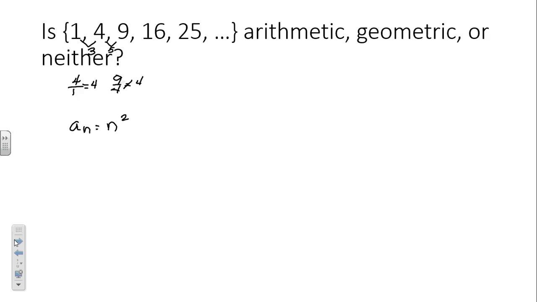So it's not arithmetic, it's not geometric. What would we call that? Quadratic. Good. And anybody notice a pattern here? They go up by 2. So our first differences aren't the same, but our second differences are. And we'll talk about that again in just a moment.